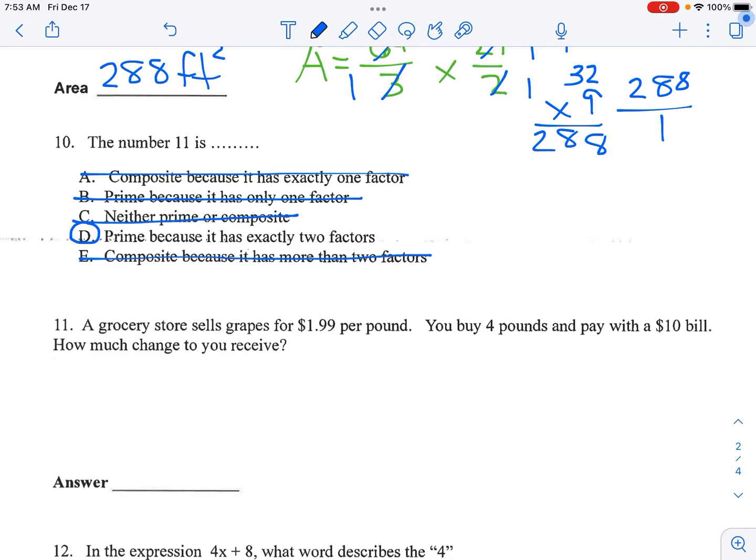So if you look at that hundreds chart that I asked you to keep, where we highlighted all of our prime numbers, we highlighted 11 because the only 2 factors of 11 are 1 and 11.